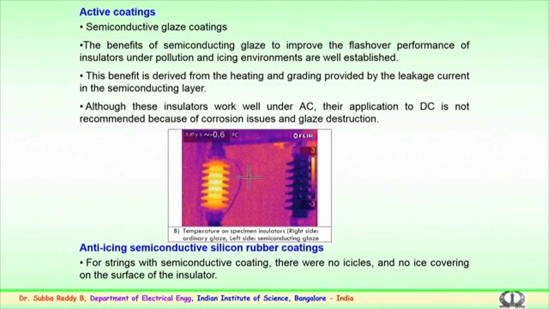So, the next is the anti-icing, or semiconductive silicon rubber coatings for the insulator strings. With the semiconductive coating, this helps in the formation of no icicles and no ice covering on the surface of the insulator. So, these are also being tried for insulator strings, where semiconductive silicon rubber coatings help the performance of the insulators by not allowing the formation of ice on the surface.